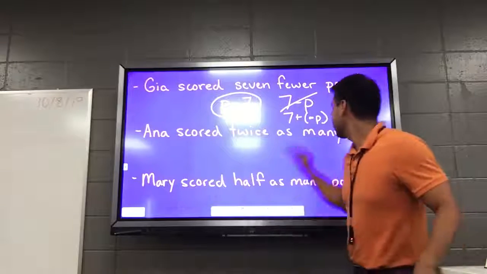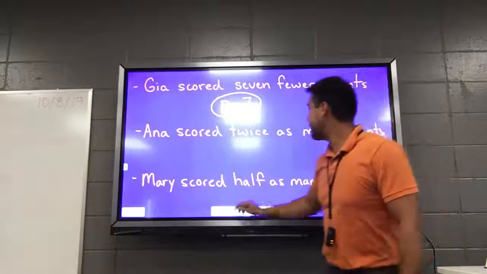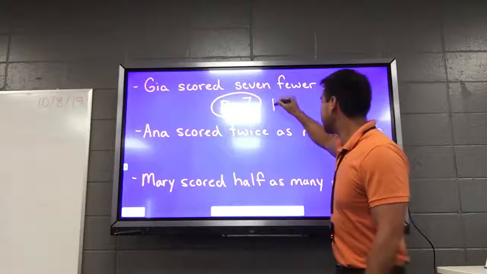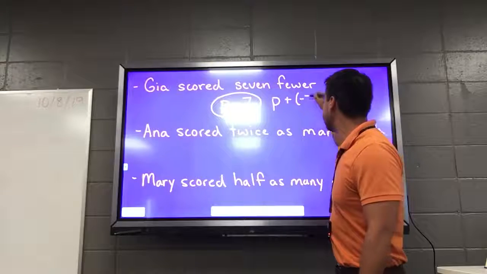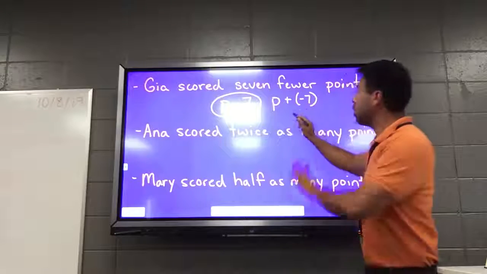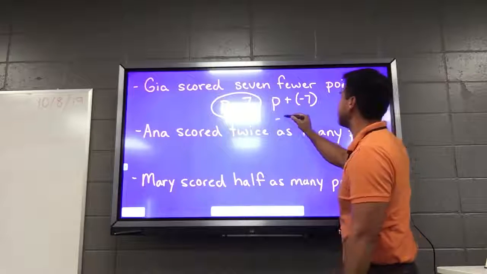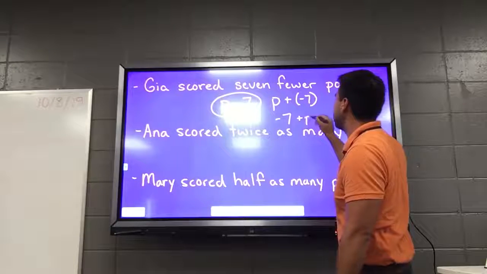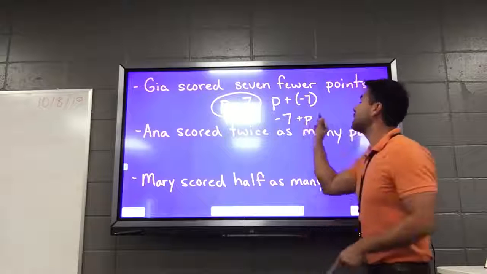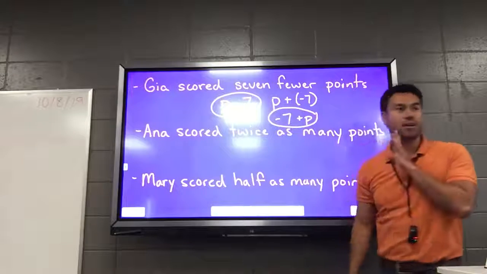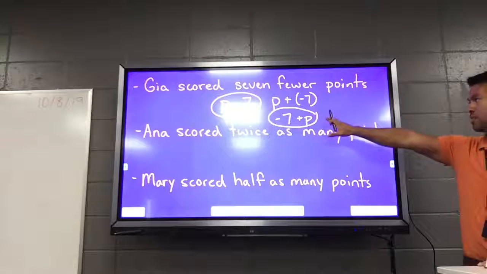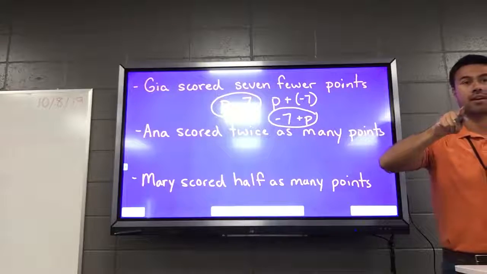Time out. Let's go to the original. Can I say here, this is weird, can I say p plus negative 7? Is that allowed? So commutative property now says I could say negative 7 plus p, right? So that is acceptable. It's just weird. Don't do that for these. You don't have to do that. But could you do it?